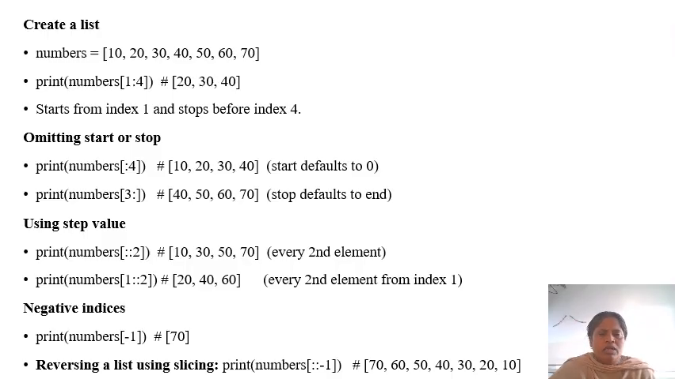Suppose you are not giving any stop position. I'm going to give a start value but not mention the stop value, so it is automatically set by default to the end of the list. Whatever the end of the list is, it is going to be printed. Here, 3 colon, I'm not giving any stop value, so it is going to print up to the last element. The fourth position, the index value 3, is 0, 1, 2, 3, which is 40. From 40 to 70 is going to be printed.